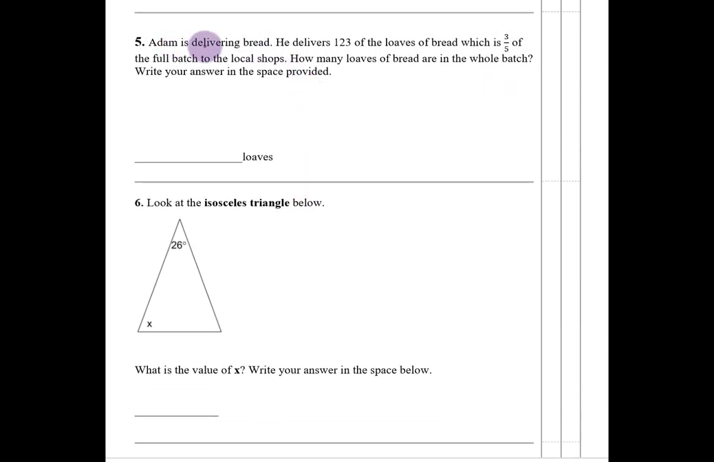Number 5, Adam is delivering bread. He delivers 123 of the loaves of bread, which is 3/5 of the full batch, to the local shops. How many loaves of bread are in the whole batch? So we know that he delivers 3/5 of it, but we need to work out what 5/5 of it, or what the whole batch is. So in this instance, we'll write 3/5 equals 123.